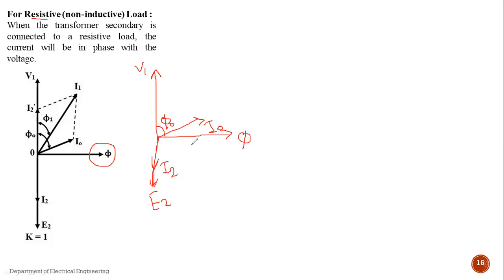Now the secondary voltage and the secondary current, that is secondary induced voltage and the secondary current, are in phase with each other because of the resistive load. Secondary side ला load कोणता आहे, resistive load आहे. Okay, now the E2 and I2 are in phase with each other.